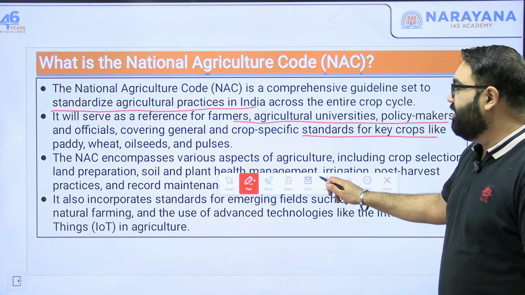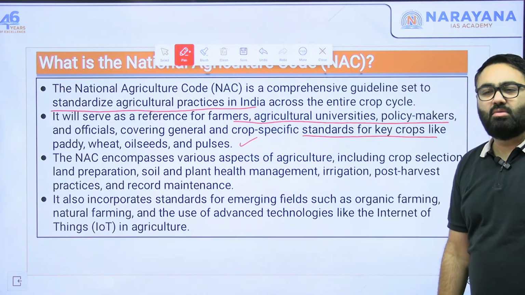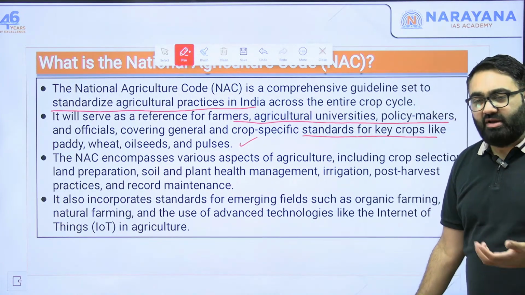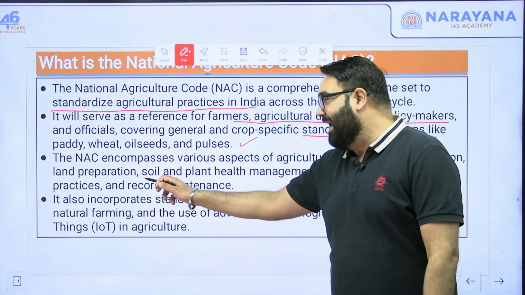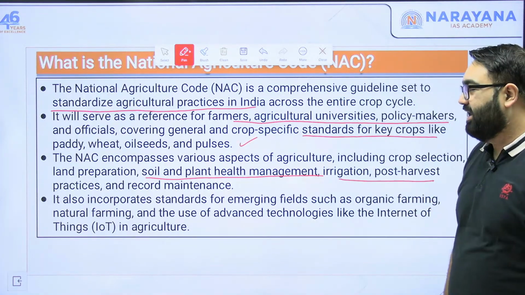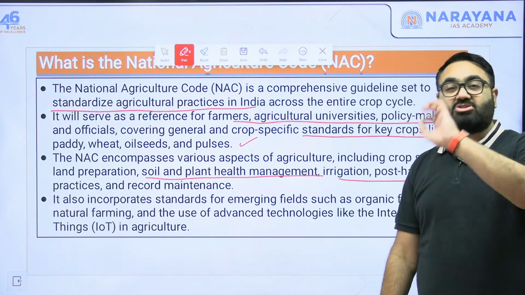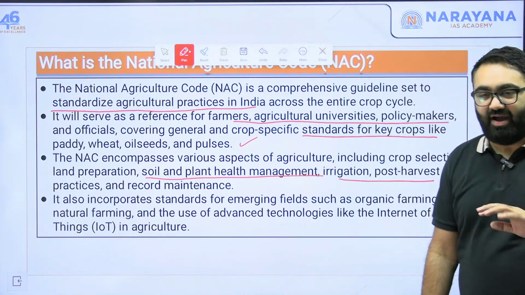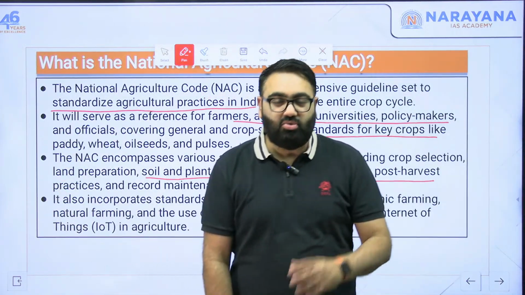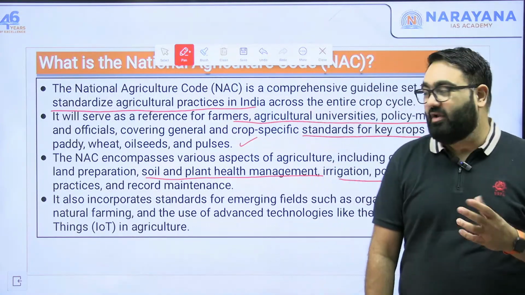For example, when you're growing paddy, wheat, oilseed, pulses, all of that. It will not just include the parameters of how you are growing your crop. It will also take into consideration your land preparation, soil, plant health management, your irrigation facilities. All of that will be taken into consideration. A record will be maintained for all of them. On the basis of that, if they are able to fulfill a certain criteria, if they are able to qualify that quality test, then they will be certified. Otherwise, they will not be certified.